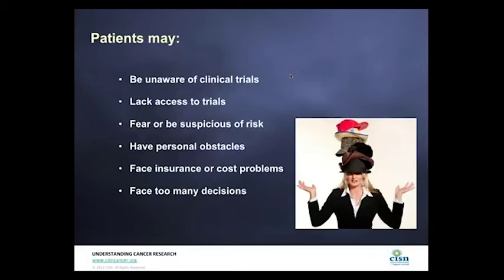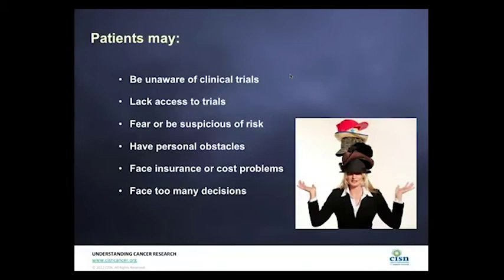They may not have access to trials because they may be in a rural community. They may be afraid of risk. They may have personal obstacles like transportation or getting off of work or whatever. They may have financial concerns. Or for a lot of people, it's just one decision too many. I'm trying to figure this whole thing out. Don't ask me about this because it's just one thing too many.